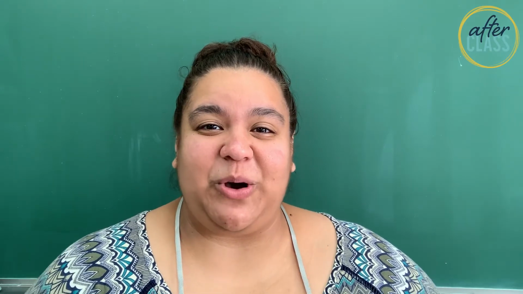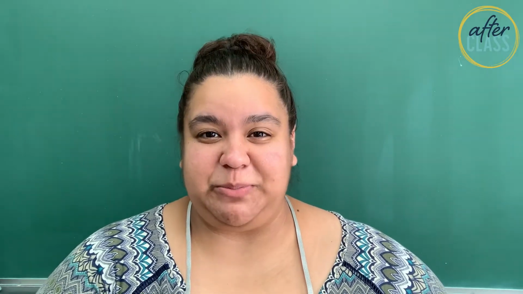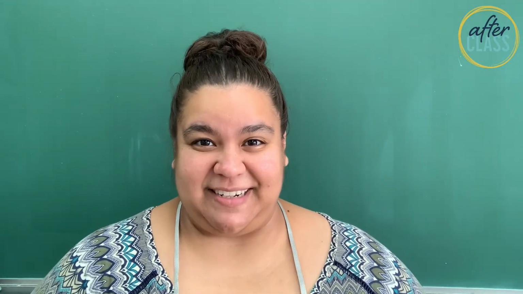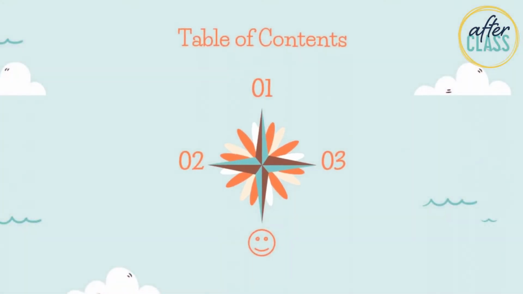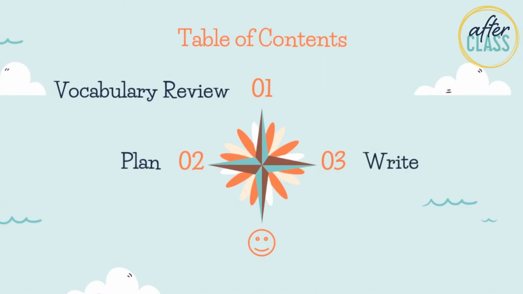Today we'll be going over Lesson 5, My Dream Trip, the writing portion. Let's quickly go over what we will be doing today in class. The first thing we will be doing is a vocabulary review on your worksheet. Second thing we'll be doing is we will be planning our writing. And the last thing we'll be doing today, number 3, is writing. So let's get into it.